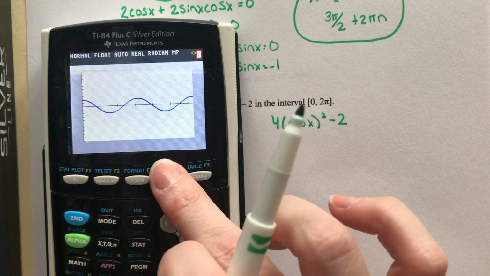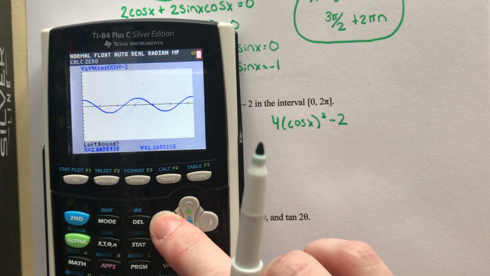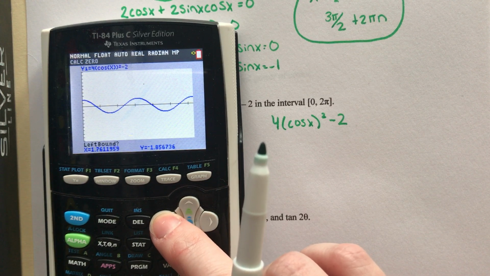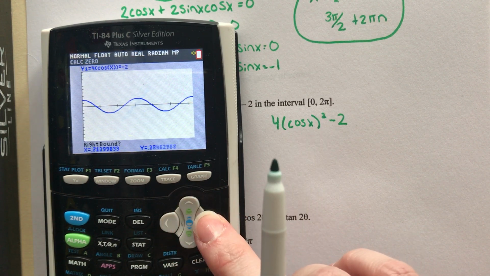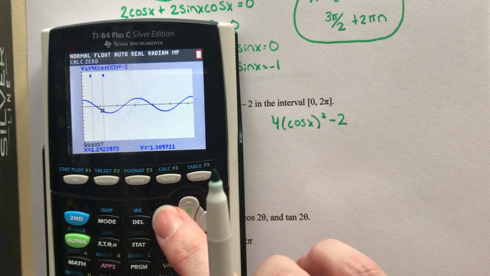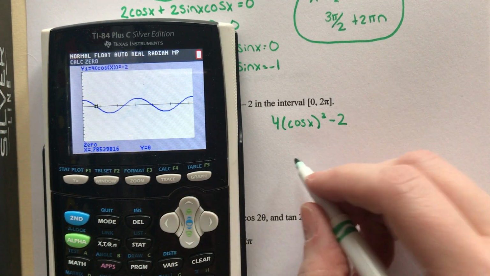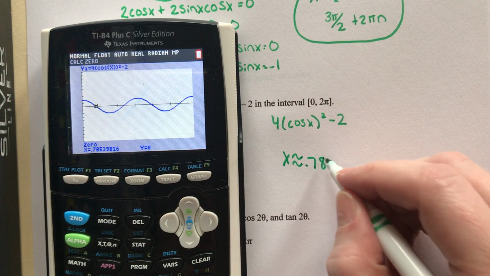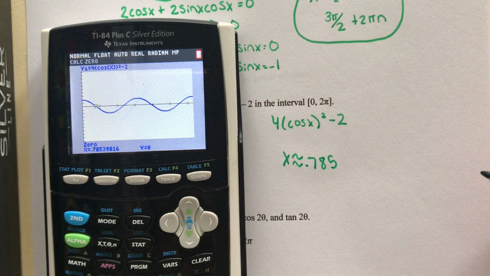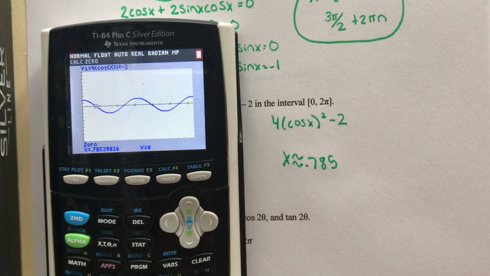So I'm going to go to second trace, 0, and left, right, take a guess. So I'm going to go to the left of where it crosses the x-axis, go to the right, and then last I'm going to take a guess. So my first 0 is at 0.785. And you can go through and you can find the other 3 zeros the same exact way.